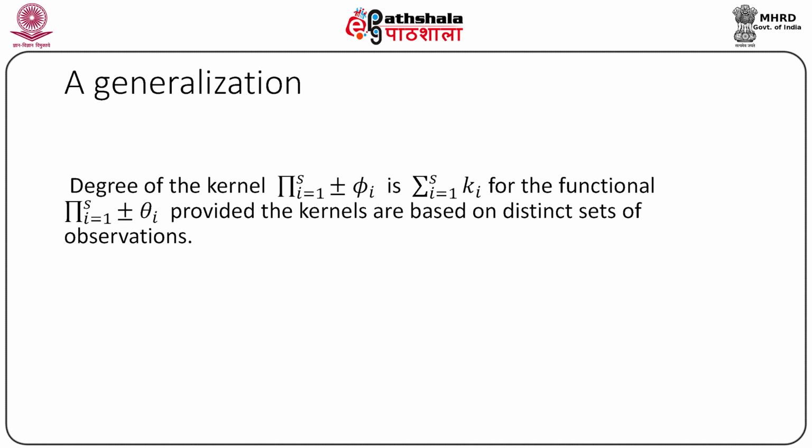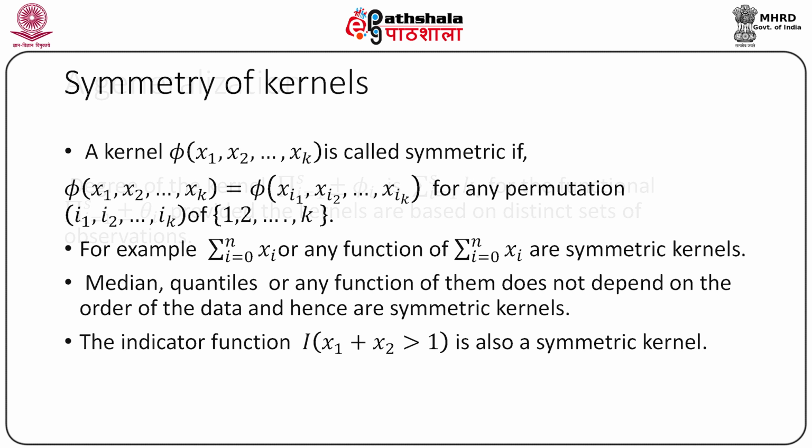So, if we have S kernels each with degree k1, k2, ks, then the product of phi I from 1 to s is a kernel for the product functional of theta I from 1 to s with degree summation of ki from 1 to s. Thus, if we have S kernels with degrees k1, k2, ks, then the product of the kernels will be a kernel for the product functional with degree summation ki, provided the kernels are based on different sets of observations. Now, we introduce the concept of a symmetric kernel.